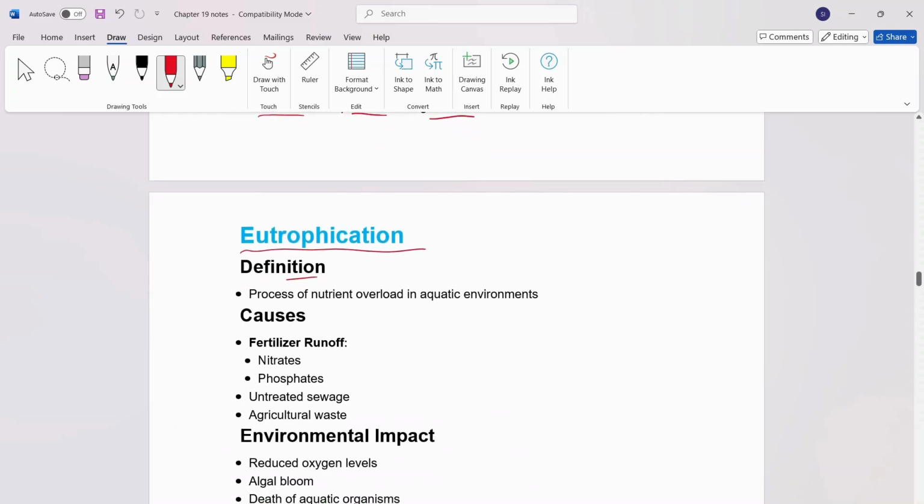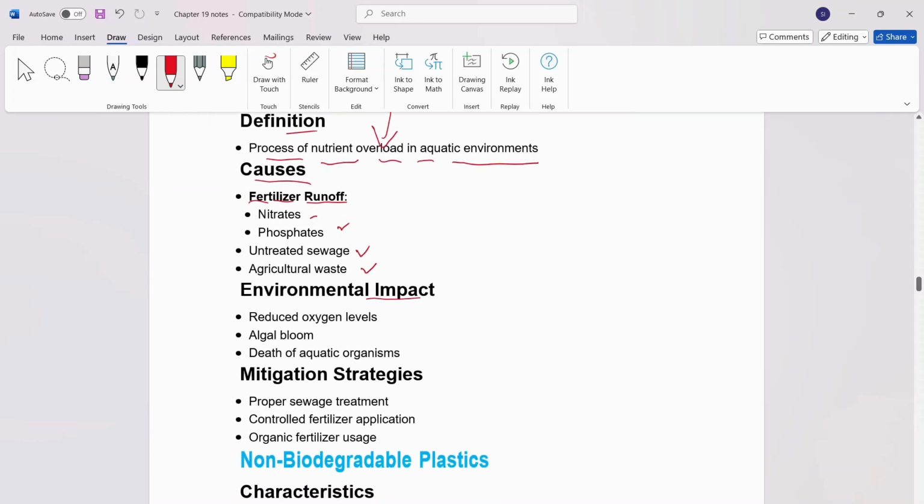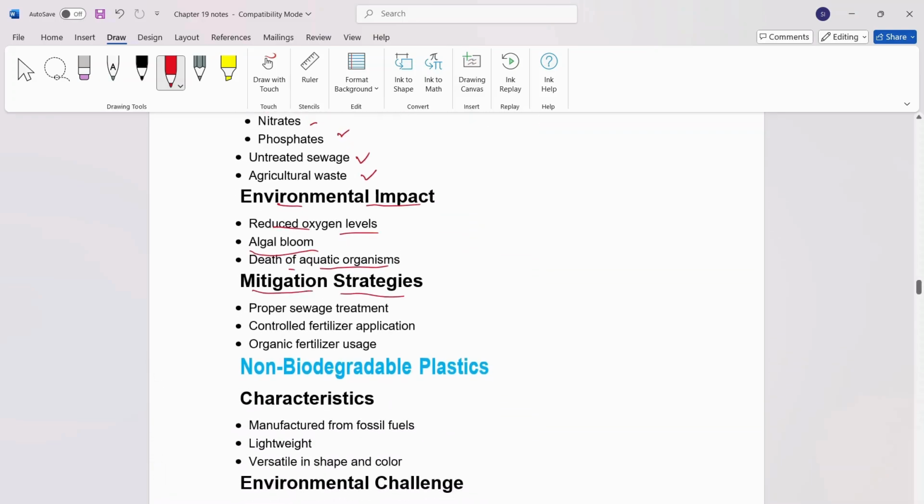Eutrophication. Now, what is it? Definition: the process of nutrient overload in an aquatic environment. What are the causes of this? Fertilizer runoff, nitrates, phosphates, untreated sewage, and agricultural waste. These are all the causes of this nutrient overload in aquatic environments. Now, environmental impact: reduced oxygen levels, algal bloom, and death of aquatic organisms. What mitigation strategies do we have? Proper sewage treatment, controlled fertilizer application, and organic fertilizer usage.